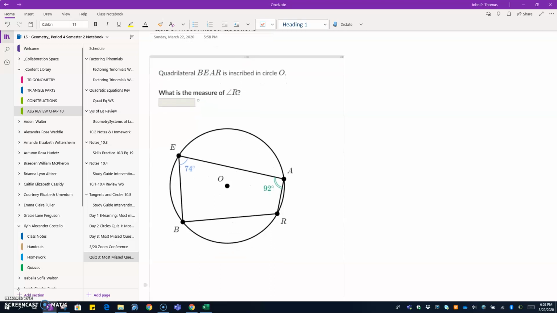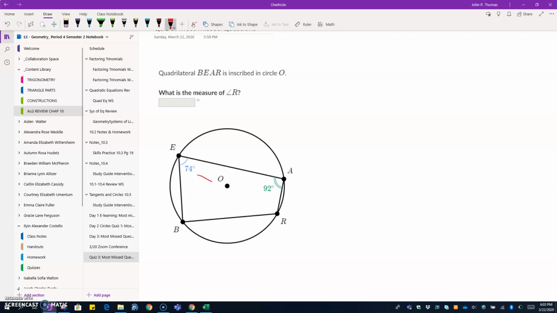Alright, so the key relationship we have to remember is that this angle E and this angle R are supplementary. So if I take 180 minus 74, that's going to give me 105, and that would be our final answer on this one, 105 degrees. Alright, that was the most missed question.